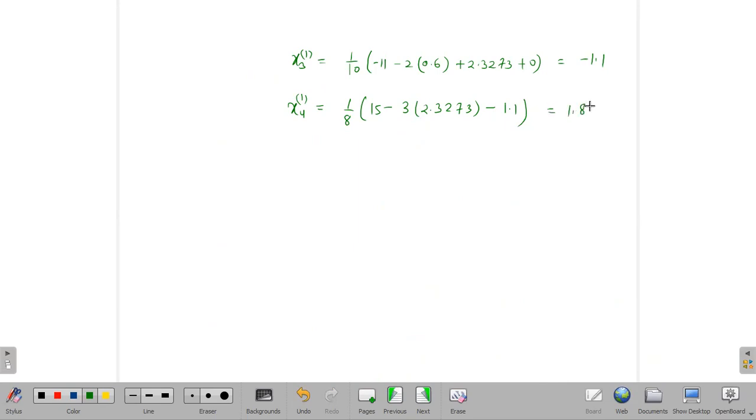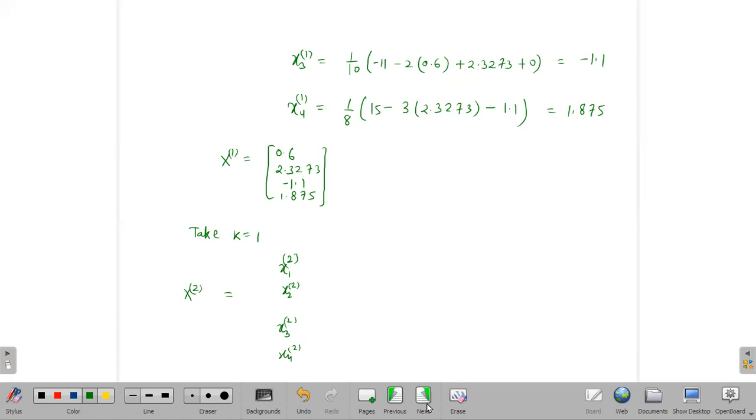So it is 1.875. So here you will get x1 first iteration, that is 0.6, 2.3273 minus 1.1, 1.875. So similarly, take k equal to 1, then you will get x1 2, x2 2, x3 2, then x4 2. You can put this all in a table also.